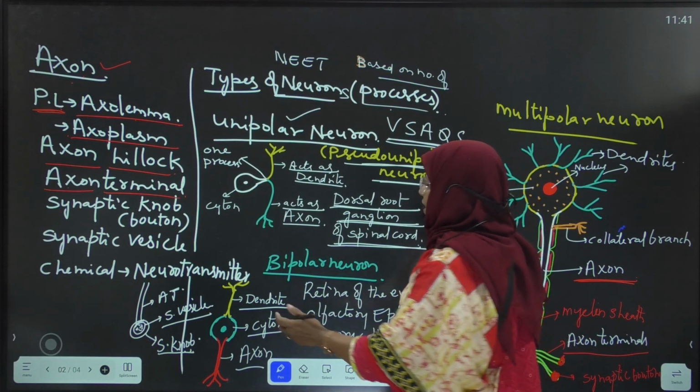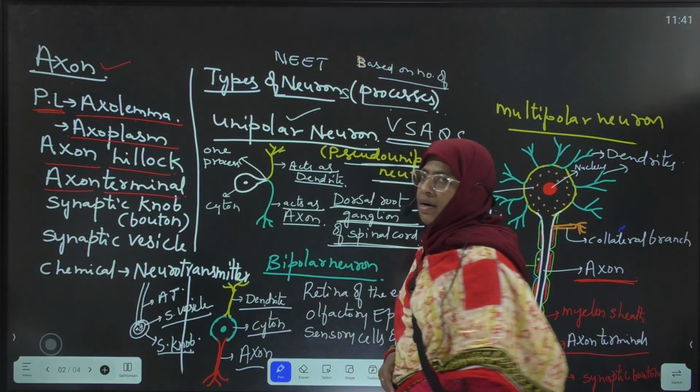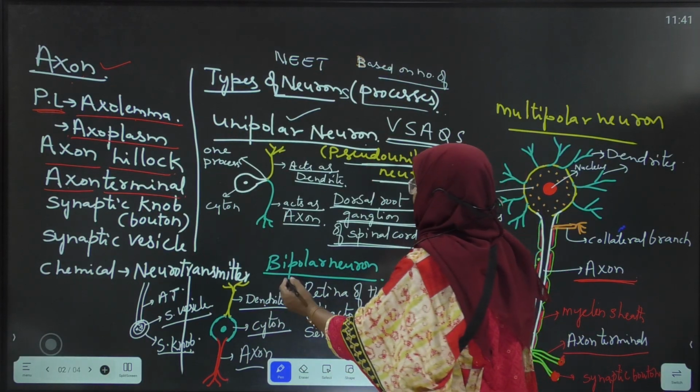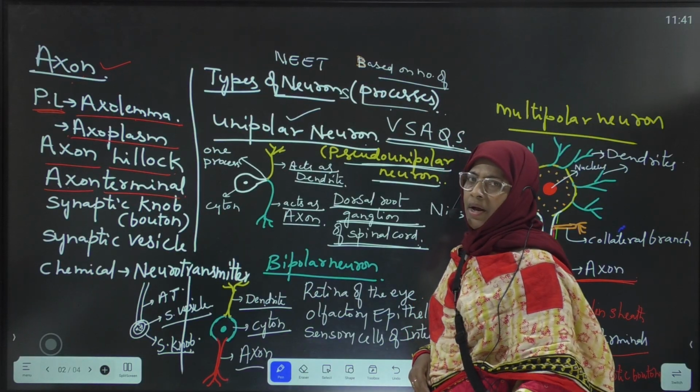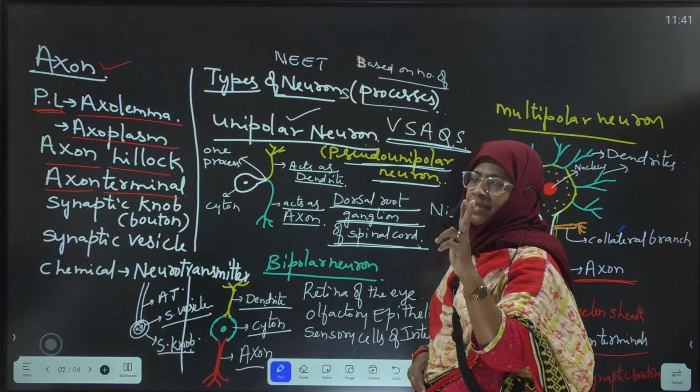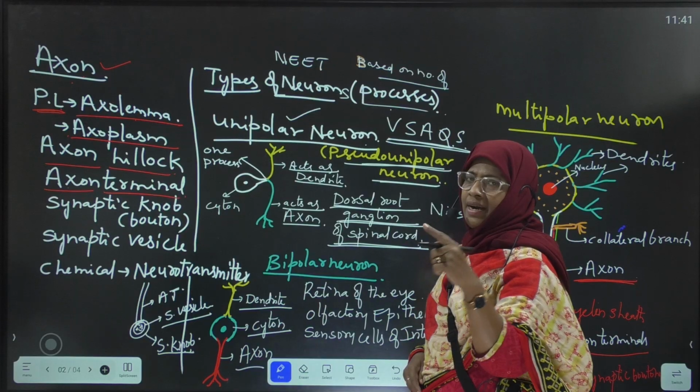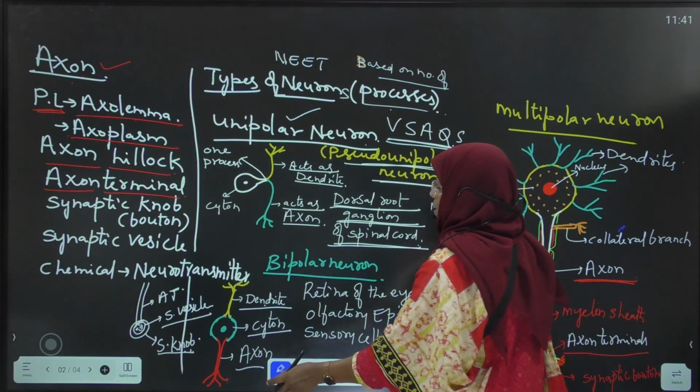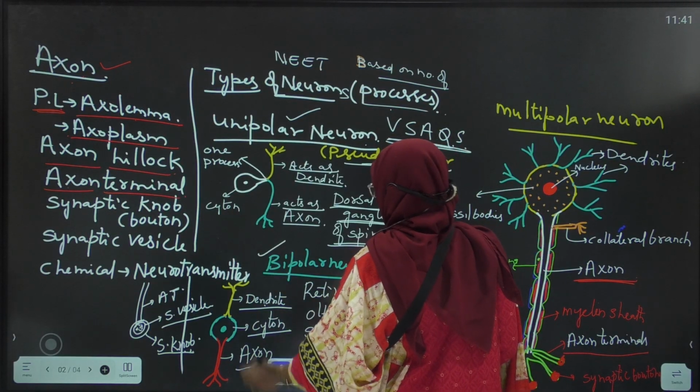One is called dendrite and another is called axon. Hence, this neuron is called bipolar neuron. From the cyton, two processes arise. One is called dendrite, another is called axon. Hence, it is called bipolar neuron.